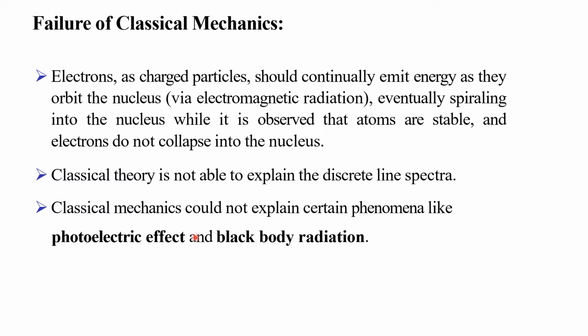Now, what are the failures of classical mechanics? Electrons as charged particles should continually emit energy as they orbit the nucleus via electromagnetic radiation, eventually spiraling into the nucleus, while it is observed that atoms are stable and electrons do not collapse. We will discuss this elaborately later. Classical theory is not able to explain the discrete line spectra. Classical mechanics could not explain certain phenomena like the photoelectric effect and blackbody radiation.